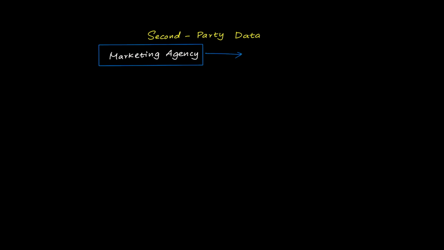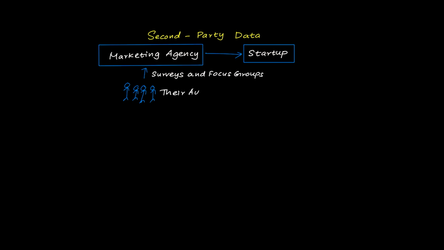A startup needs customer behavior data but has nothing internally. They purchase a dataset from a marketing agency that collected it directly from the agency's own audience through surveys and focus groups. The agency then sold it. That makes it second-party data. Second-party data is collected by a group directly from its own audience and then sold to someone else. The key distinction: the original collector had a direct relationship with the people they surveyed.